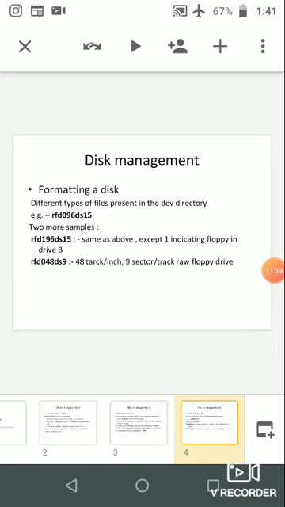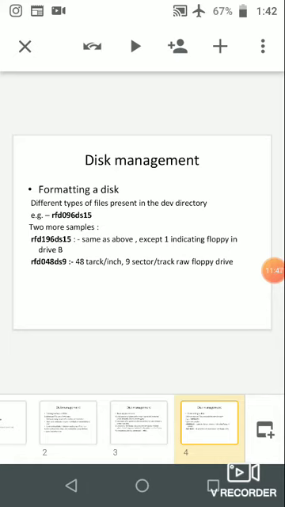So for example, a file name we have given here is RFD096DS15. Now what is the meaning of this file name? Here the first three letters, RFD, stand for raw floppy disk. So RFD actually means that it is a raw floppy disk. The short form RFD is written here.